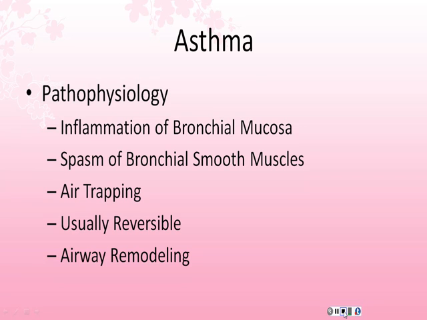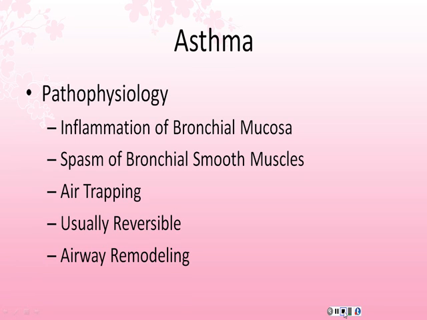So asthma is characterized by inflammation or edema of the bronchial mucosa and spasms of the bronchial smooth muscles. This causes narrowing of the airways and air trapping. Symptoms are generally reversible. However, some people do develop permanent changes from chronic inflammation, and this is called airway remodeling, and it leads to a progressive loss of lung function.